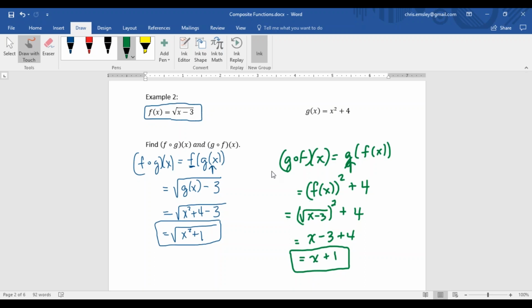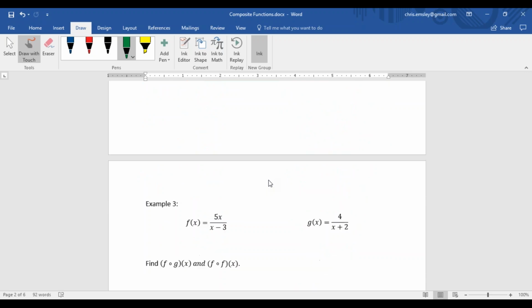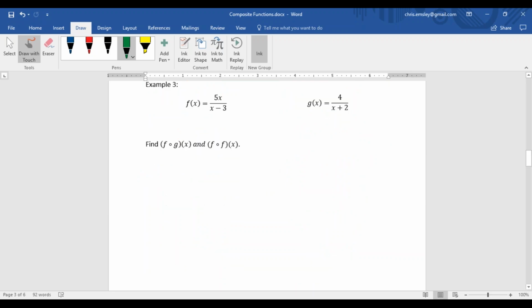Okay, let's look at an example that has some rational functions in it. We have some fractions here. And again, same directions, a little bit different. We're going to find f of g, and then we're going to find f of f. We can use the same function as both the outside and the inside. We'll see how that goes. So f of g first.